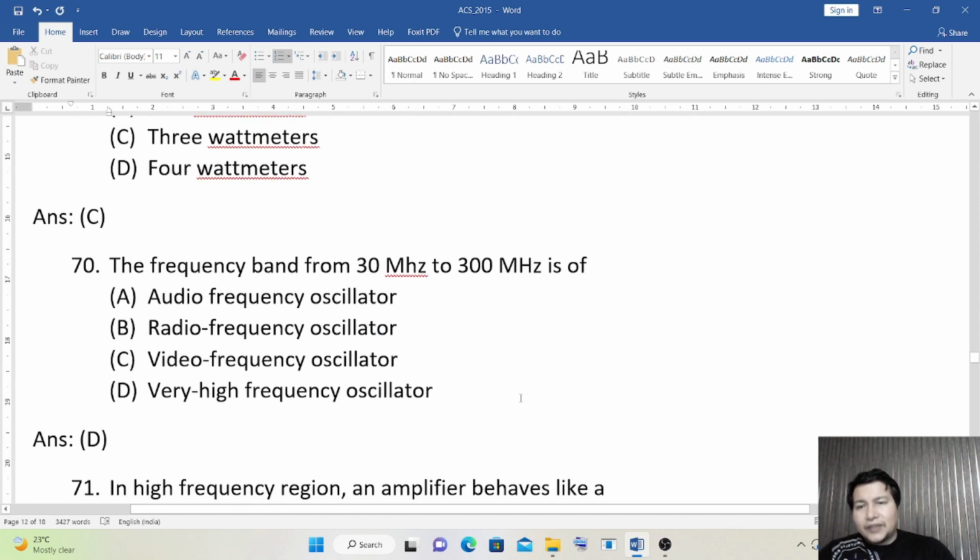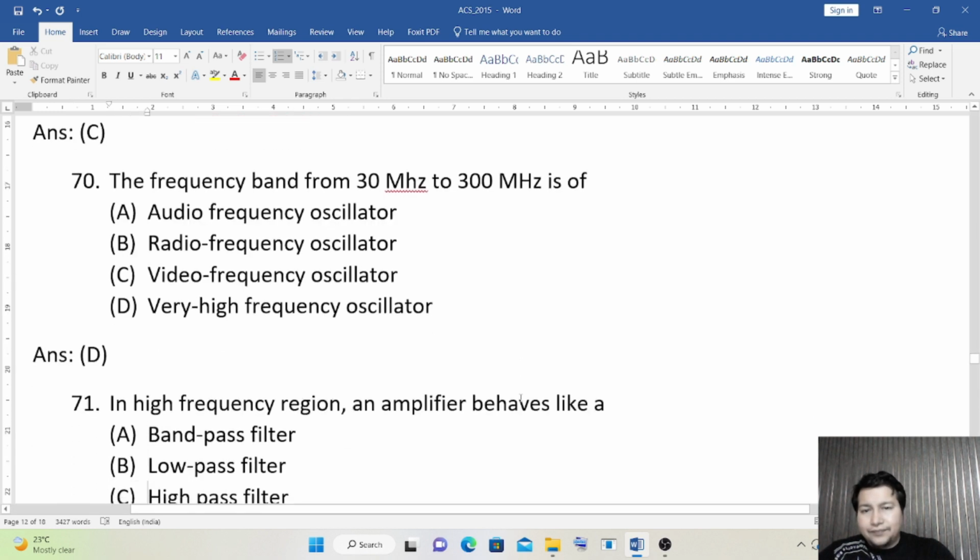70 number question: the frequency band from 30 megahertz to 300 megahertz is of audio frequency, radio frequency, video frequency, very high frequency oscillator. So correct option will be D.